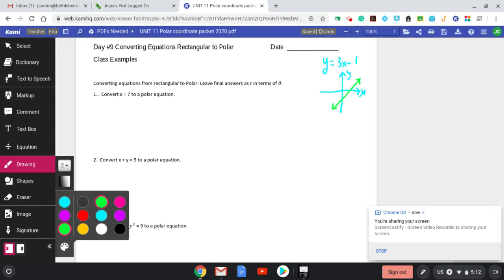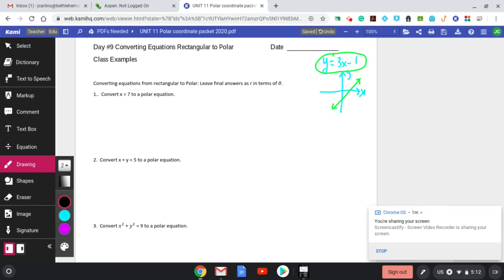And to be able to do it on the polar grid, you need the equation in polar form. This wouldn't be any good on the polar graph because it's in rectangular form. So our goal today, and there are only 4 questions, but they're kind of tricky, is to take an equation that I could graph on the xy plane and find its polar form.